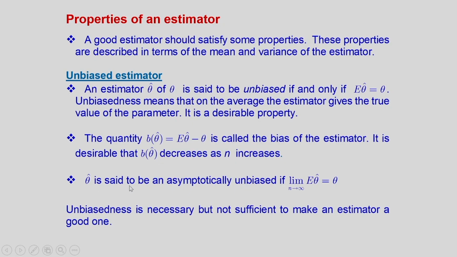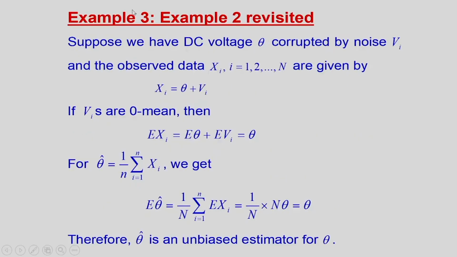Theta hat is said to be an asymptotically unbiased estimator if limit of E of theta hat as n tends to infinity is equal to theta. So as we have a large number of data, E of theta hat will become close to theta. Unbiasedness is necessary but not sufficient to make an estimator a good one. We have to consider other properties. We will give another example.